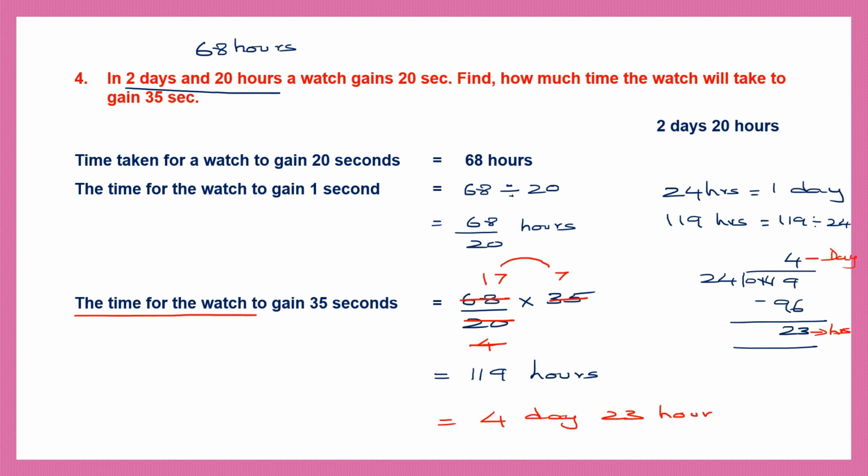The time taken for the watch to gain 35 seconds is this answer. 4 days and 23 hours.